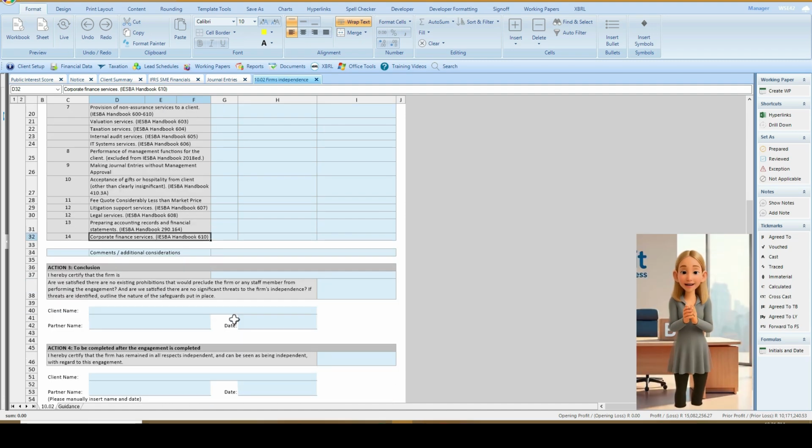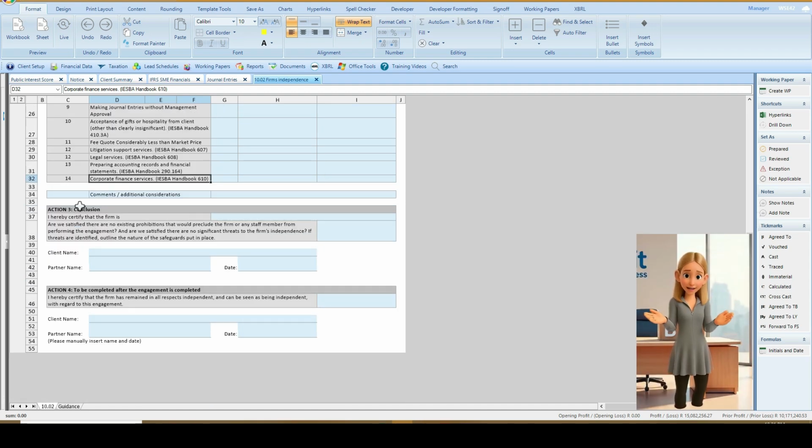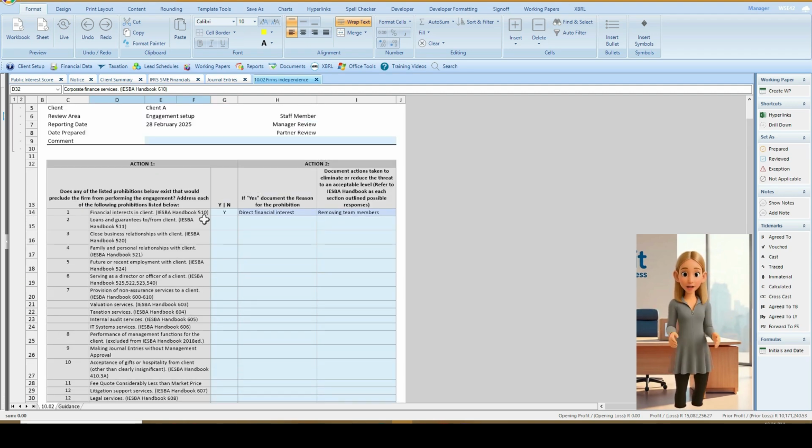Right. Let's look at the action columns. For each prohibition that you considered, you need to record yes or no, which indicates whether a threat exists. If a threat exists, document actions taken to remove or mitigate it. If safeguards are applied, describe them clearly. For example, if a staff member of the audit team owns shares in the client, the safeguard could be removing them from the engagement team. Remember, safeguards should directly address the cause of the threat.